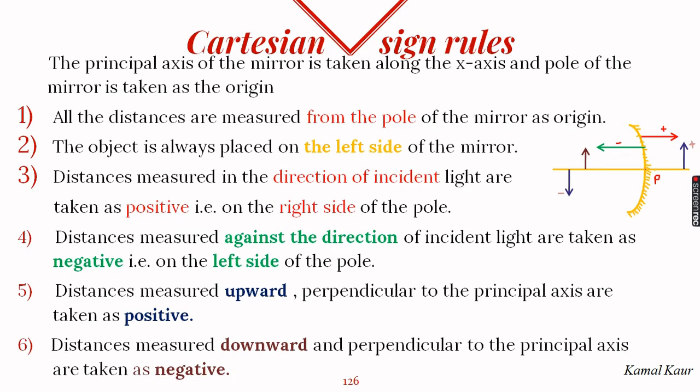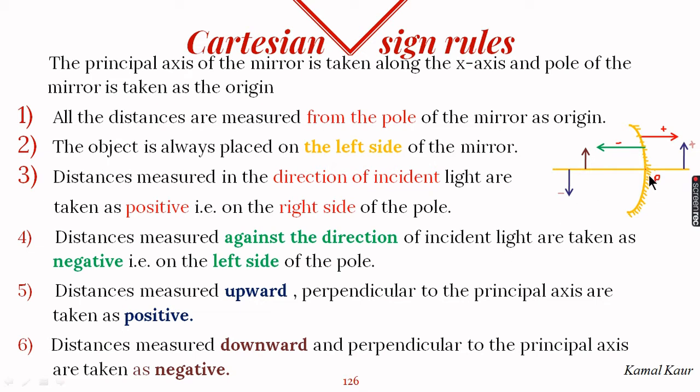Now we have seen the formulas, but before we start solving the problems, we need to know these Cartesian sign rules. Let's understand these rules. First of all, our principal axis should always be drawn along the x-axis. We know that the x-axis is a horizontal line, so our principal axis should always be a horizontal line along the x-axis.